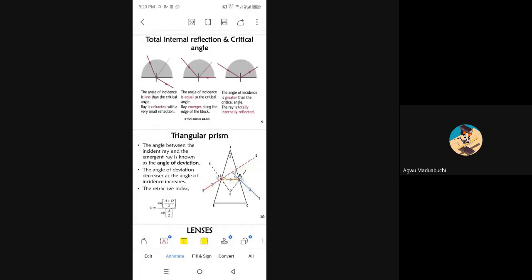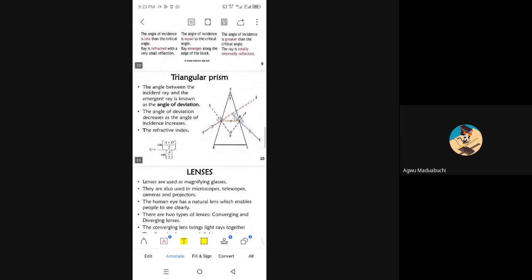Total internal reflection and critical angle. When the angle of incidence is less than the critical angle, rays are refracted with a very small reflection. When the angle of incidence is equal to the critical angle, the ray emerges along the edge of the block. When the angle of incidence is greater than the critical angle, the ray is totally internally reflected.